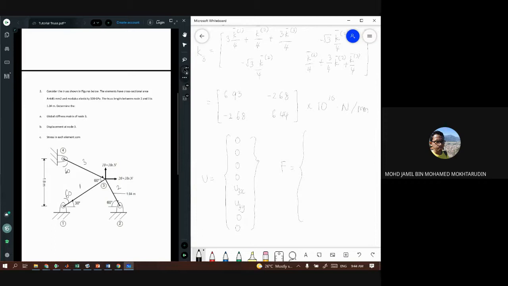So you have F1x, F1y, F2x, F2y. And then for node number 3, in the x direction you have 20 times 10 power of 6, and in the y direction you have 10 power of 6. And then for node number 4, F4x and F4y.